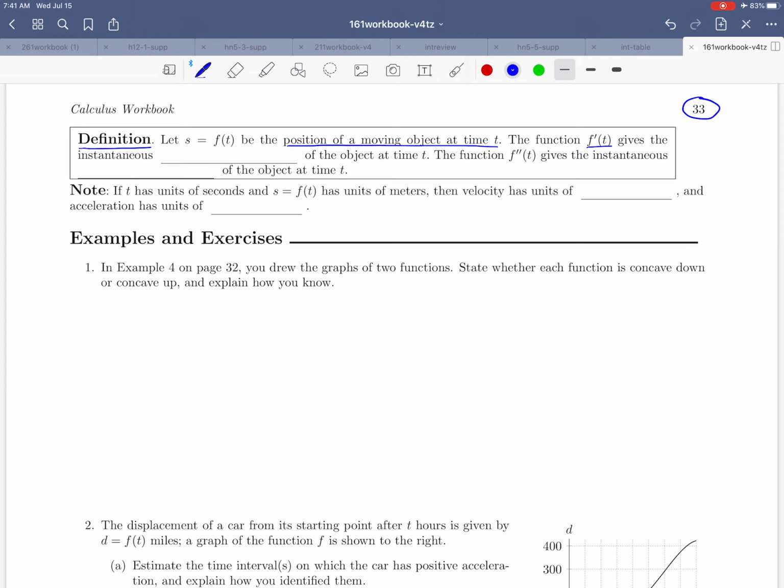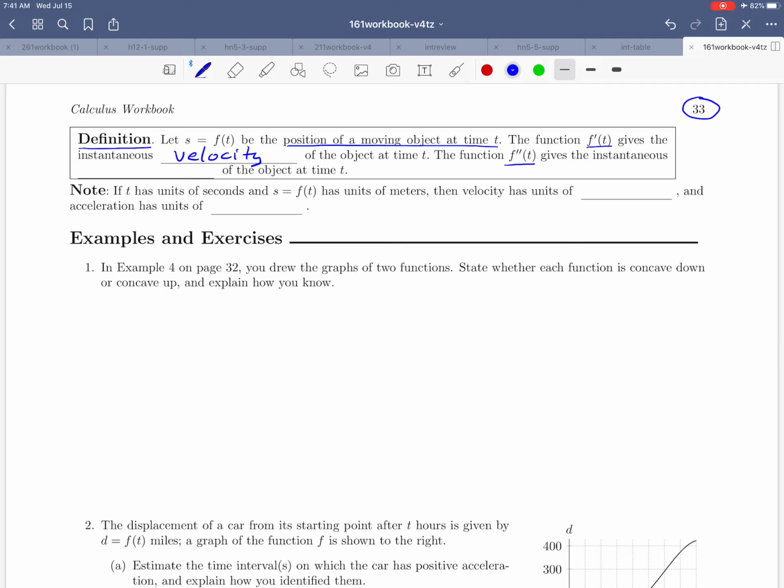Well, the units of f prime of t would have to be meters per second if we assume that time is in seconds and s is in meters. So what kind of a quantity is measured in meters per second? We're really talking about velocity. That's the rate of change of position. And we've actually already seen this application a few times before. What's new in this definition, though, is the next sentence.